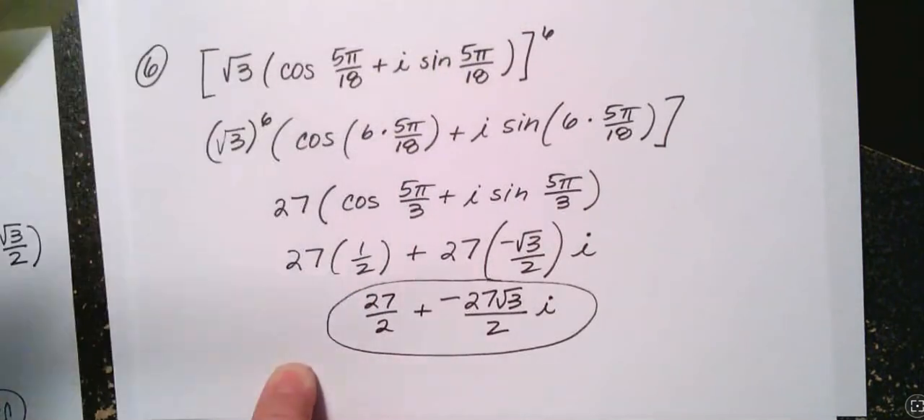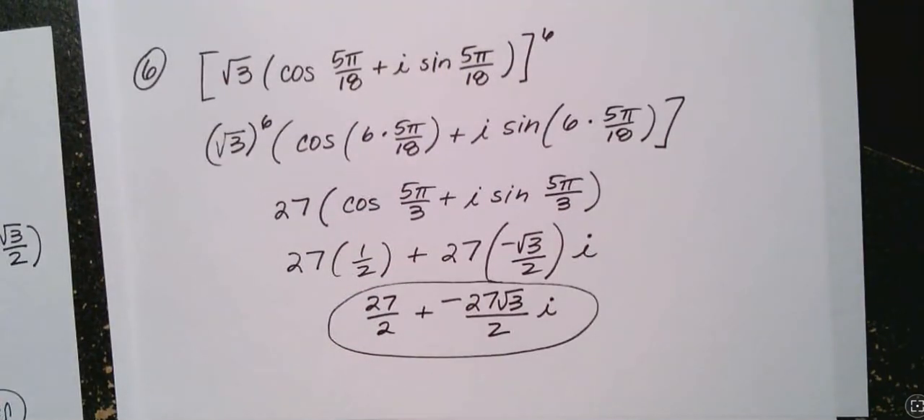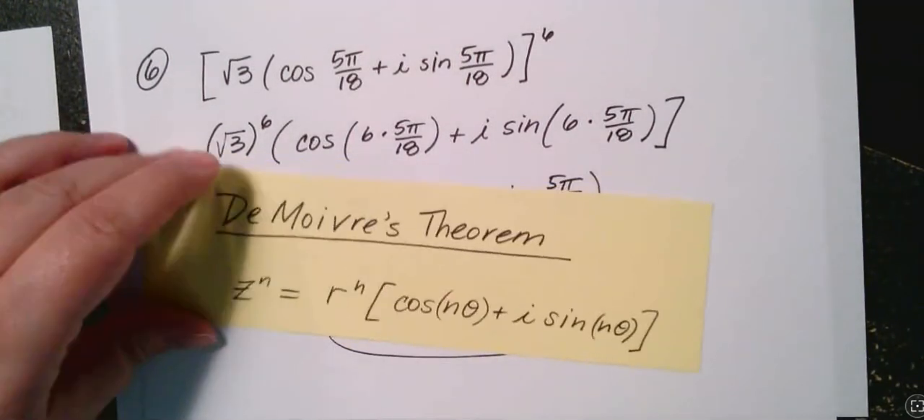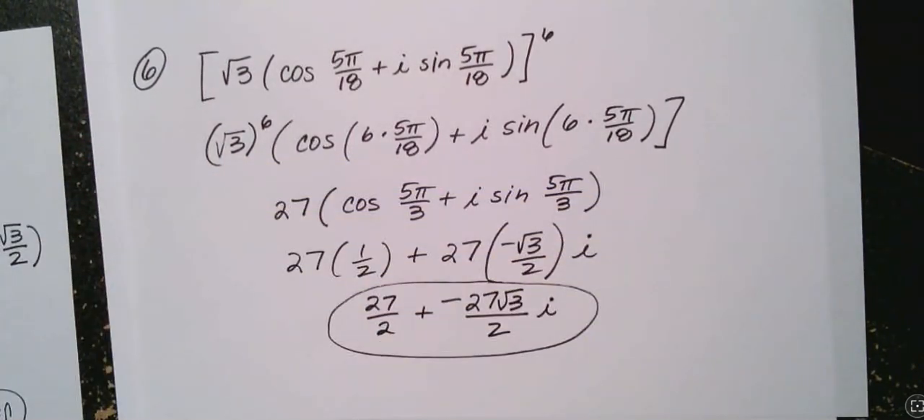But that is that. We have our 3 formulas, product, quotient, and DeMoivre's theorem, and we know how to do them all now. So I hope this was helpful, and I hope you enjoy your homework now because you know exactly how to do it.